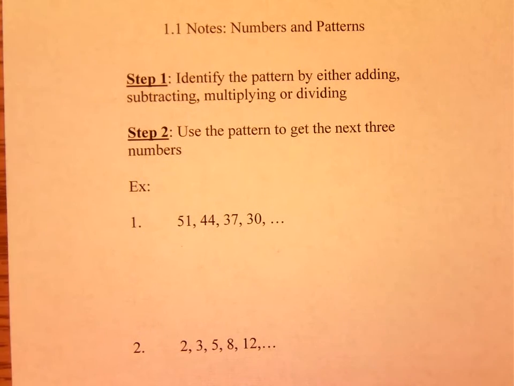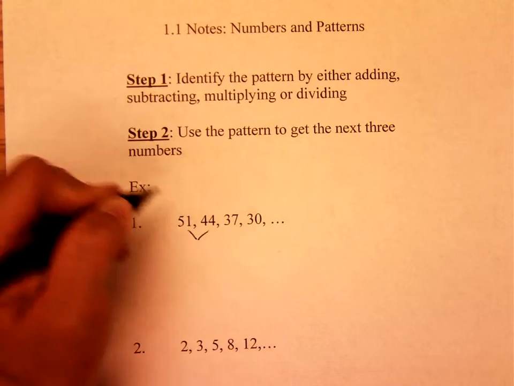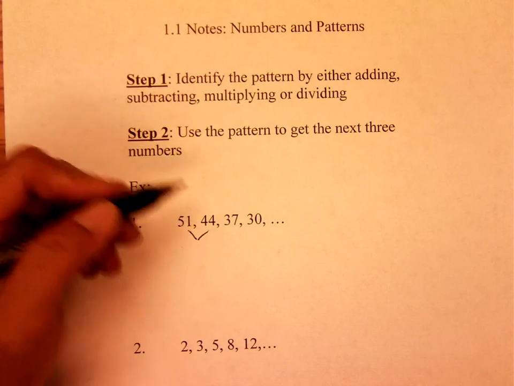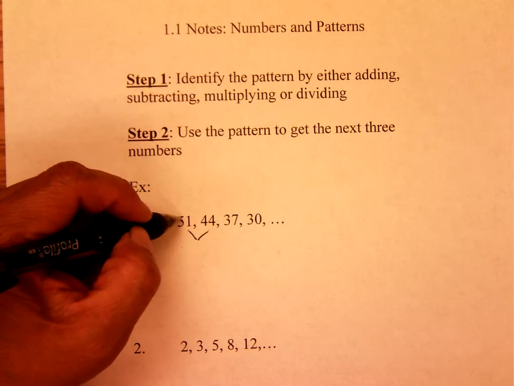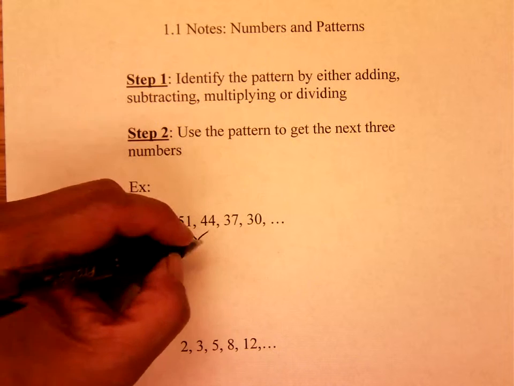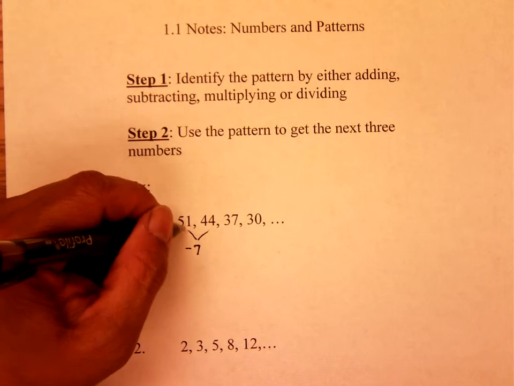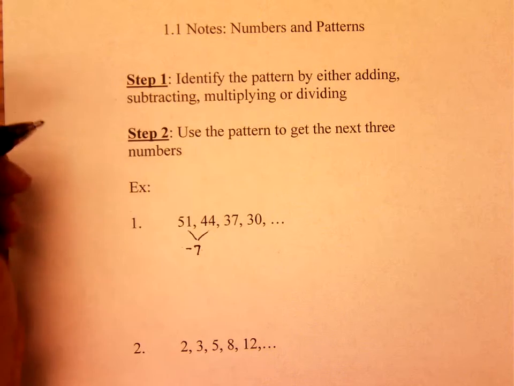Number 1. So the first step that I do is I always make carets underneath the numbers. So I look at 51 and 44. What did I have to do to go from 51 to get to 44? Well, you had to subtract 7. So 51 minus 7, I'll get 44.